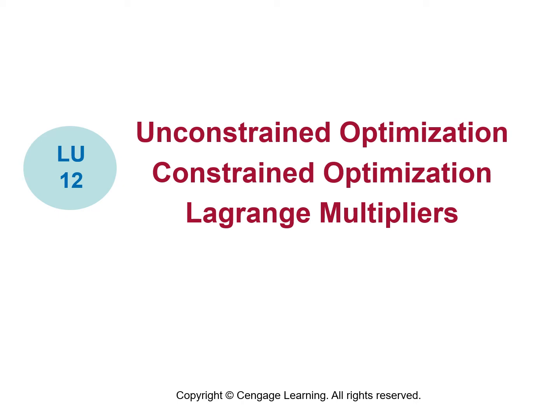Okay, hi. We have discussed the basic parts of the derivative and its application, and also the implicit derivative, partial derivative, and its application in the previous three learning units. So for today's learning unit, learning unit 12, we will discuss further the unconstrained optimization, constrained optimization, and the solutions for Lagrange multipliers.